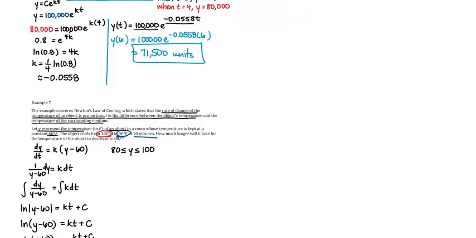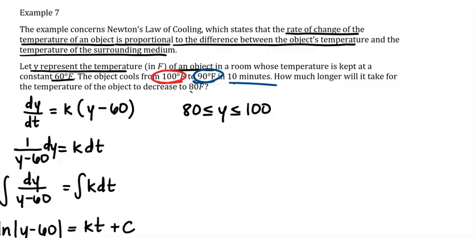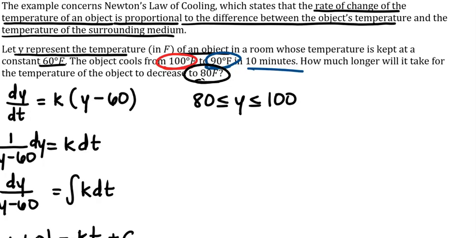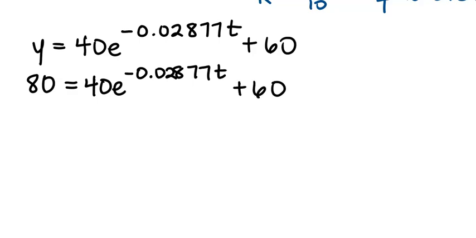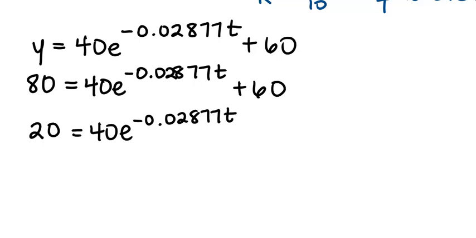We are trying to figure out how much longer it will take for the object to decrease to 80 degrees Fahrenheit. So I want to know, what is t down in the equation? And I'm going to plug 80 in for y. And I'm going to solve for t. So I will subtract 60 from both sides. Then I will divide both sides by 40.